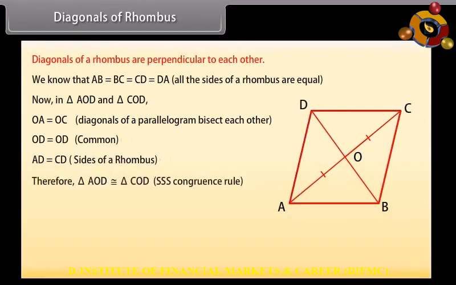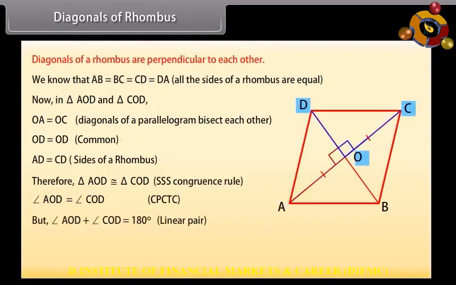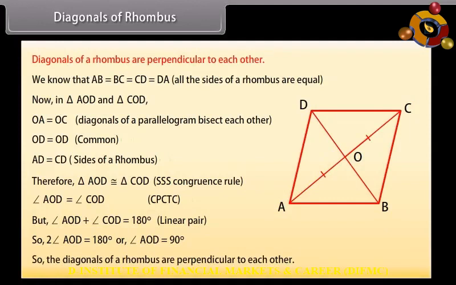AD is equal to CD, sides of a rhombus. Therefore, by using SSS congruence rule, triangle AOD is congruent to triangle COD. This gives angle AOD is equal to angle COD because congruent parts of congruent triangles are congruent. But angle AOD plus angle COD is 180 degrees because these are linear pair angles. So, 2 angle AOD is equal to 180 degrees, or angle AOD is equal to 90 degrees. So, the diagonals of a rhombus are perpendicular to each other.